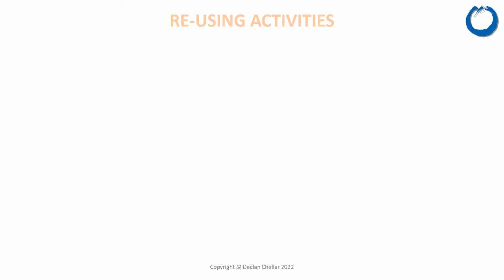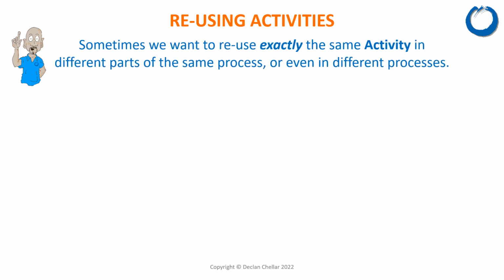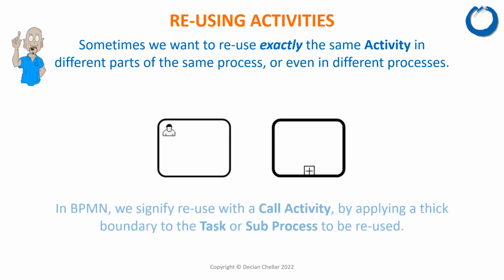Reusing activities. Sometimes we want to reuse exactly the same activity in different parts of the same process or even in different processes. In BPMN, we signify reuse with a call activity by applying a thick boundary to the task or subprocess to be reused.